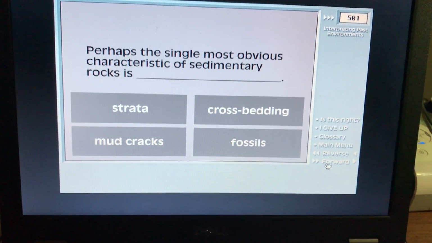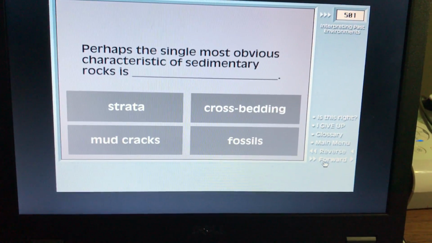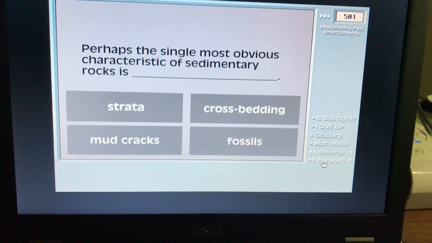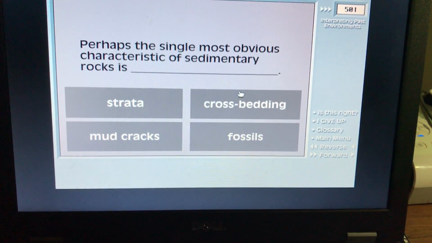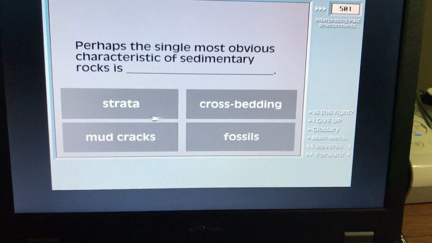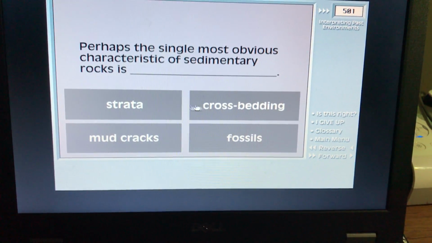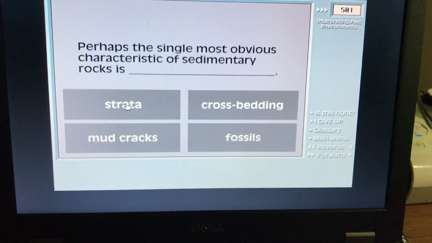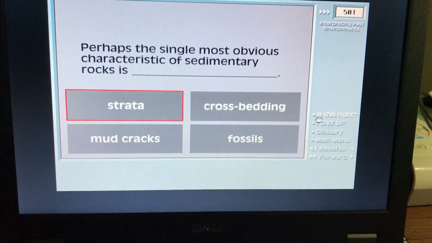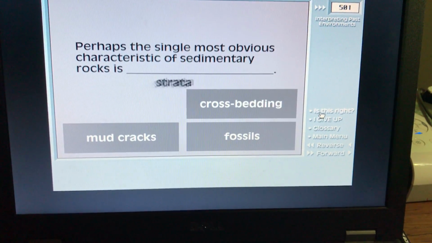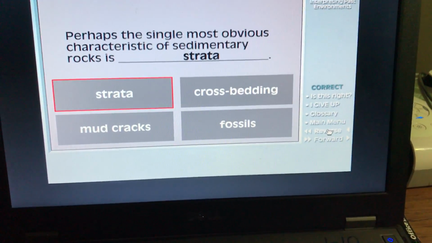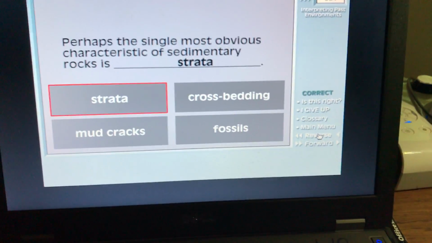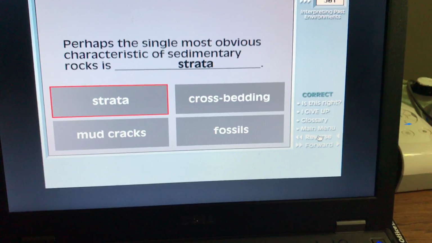Perhaps the single most obvious characteristic of sedimentary rocks is... Strata or crossbedding? What do you think? Did you say strata? Strata means layers. So something to look for when you look at your rock lab next is going to be that there's going to be layers.